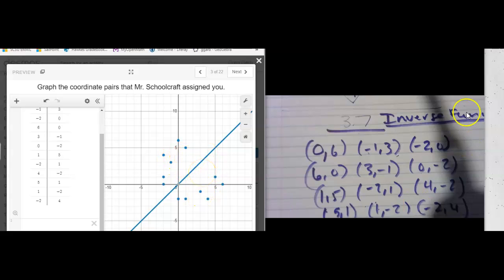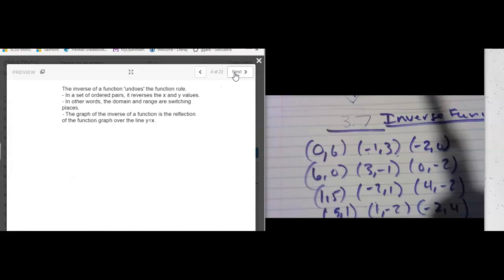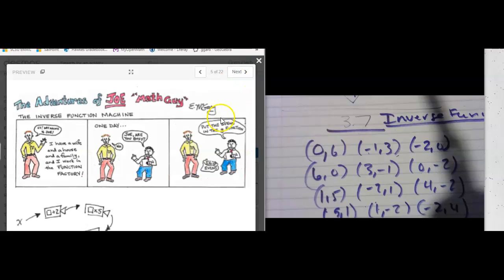So when you're given points as coordinates, they reflect over the line y equals x. That's the important thing to know. Okay, and the x, y values are interchanged. And that's what this says right here. It undoes it.